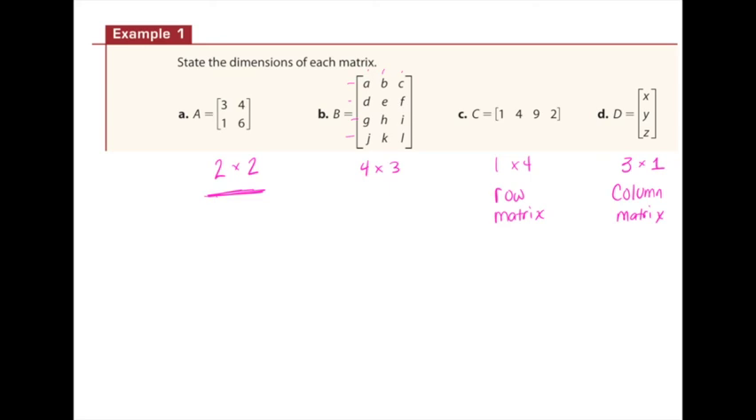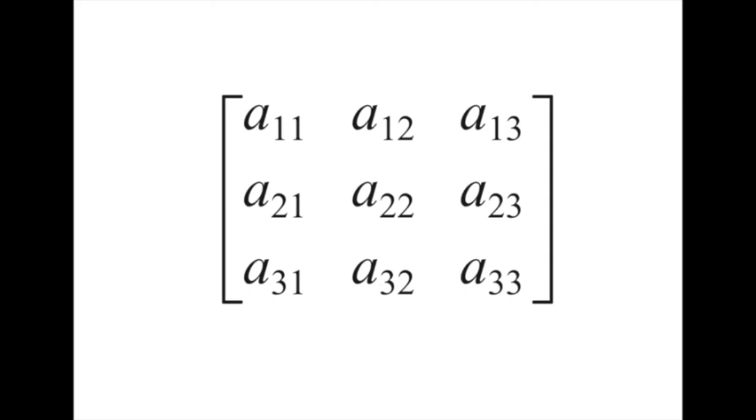All right, let's look at the elements. Look at example 2. So each element is named. This is not 11, 12, 13. It looks like it, but this is actually telling you where you are. So this is telling you the row, and this is telling you the column that you're in.